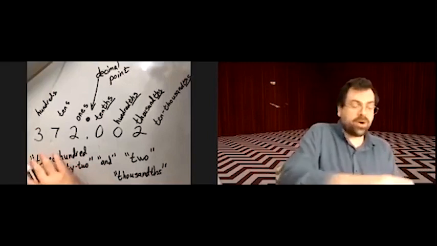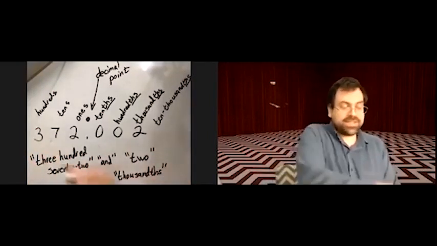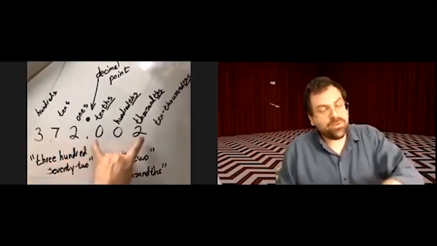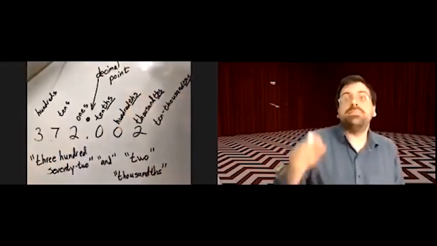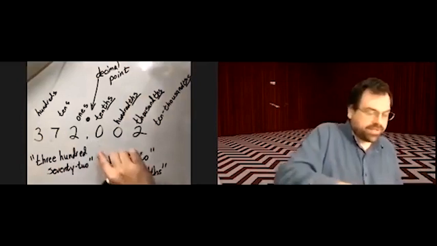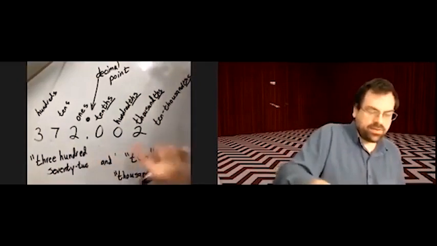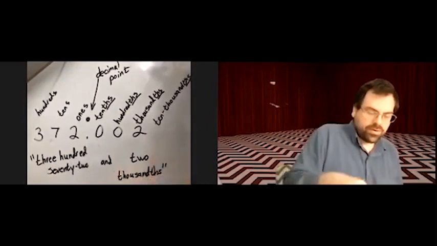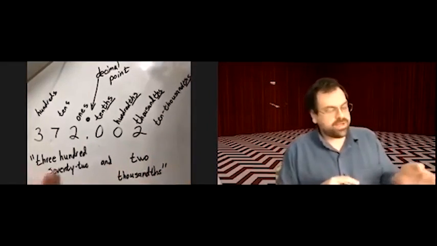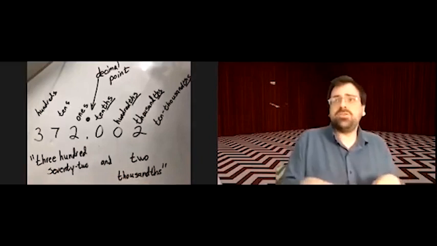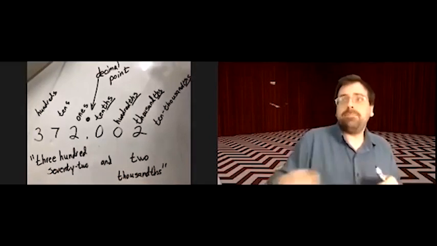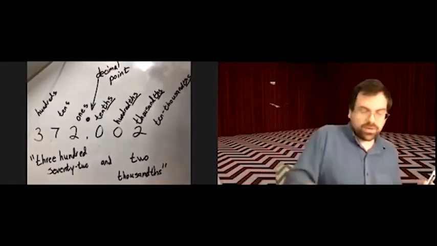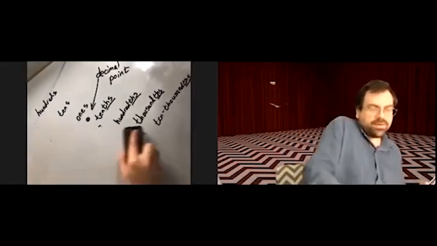And now I'm putting quotes around each of these so you can see the 1, 2, 3, 4 steps. But obviously, the number itself, 372 and 2 thousandths, would all just be written as one thing. And we'll do that in the next example. We'll just write it as one thing.